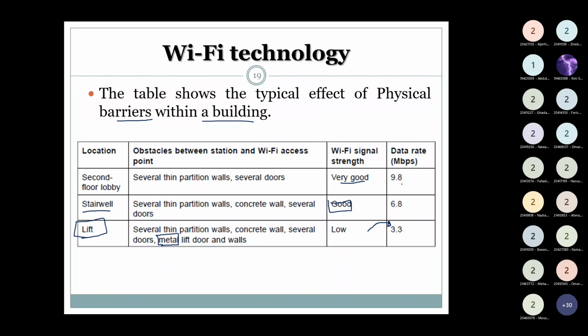So it will differ from one floor to another, from one building to another. It is related to the materials that the building is constructed with, the thickness of the partitions, of the walls, and of the doors. All this will have some impact on the signal strength and on the data rate.